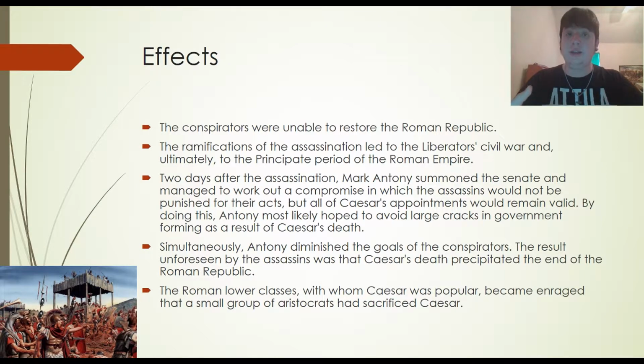Two days after the assassination, Mark Antony summoned the Senate and managed to work out a compromise of sorts in which the assassins would not be tried or punished for their acts, but all of Caesar's appointments and decrees, etc., would remain valid.